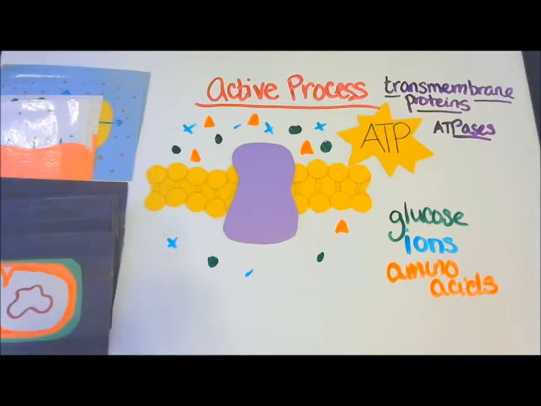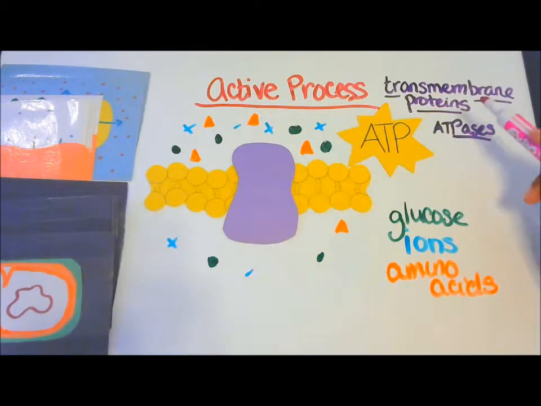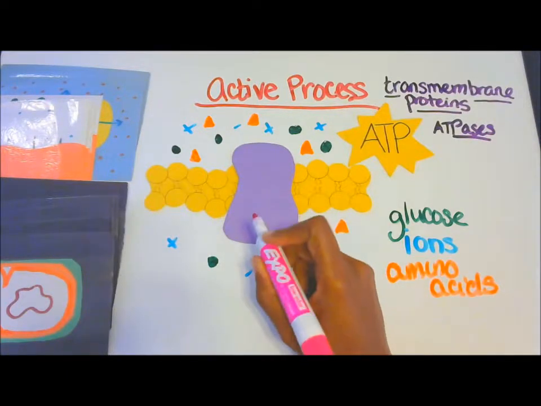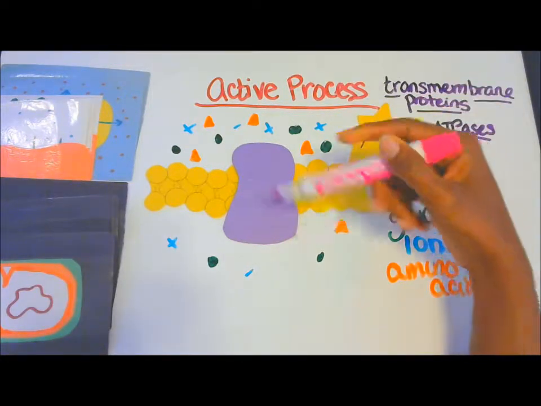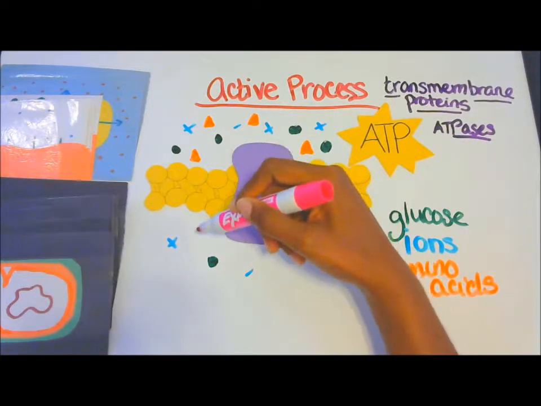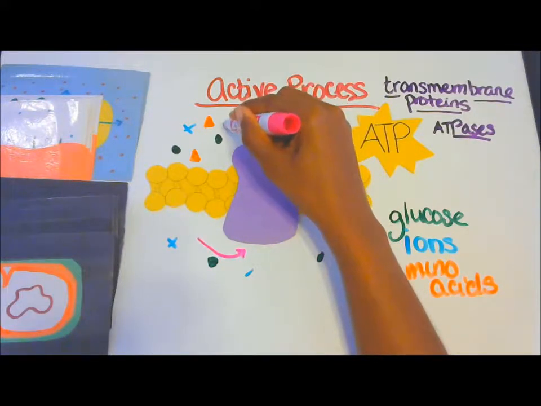Now, active process is another way that molecules and ions move across the plasma membrane. In active process, the protein is called a transmembrane protein, specifically ATPases. The movement requires ATP, and it goes from low concentration to high concentration.